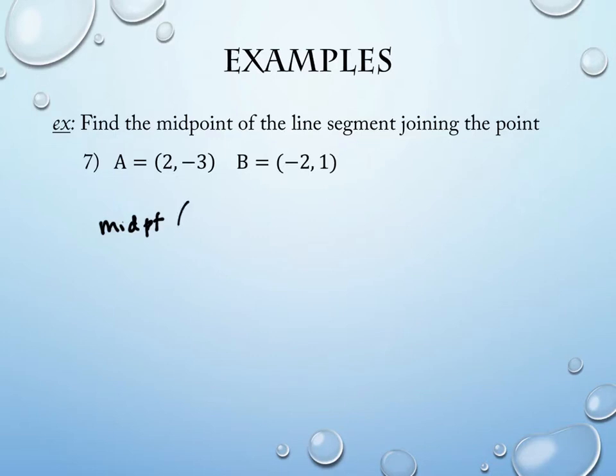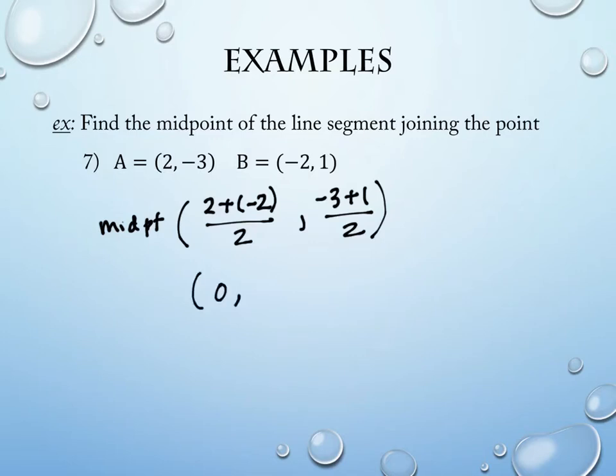I'm taking the first x value. It doesn't even matter if it's the first one and the second one or the other way around. The first one plus the second one. So this is 2 and negative 2. Add them together divided by 2. And negative 3 and 1 added together divided by 2. So what is 2 plus negative 2? It's 0. And 0 divided by 2 would then still be 0.